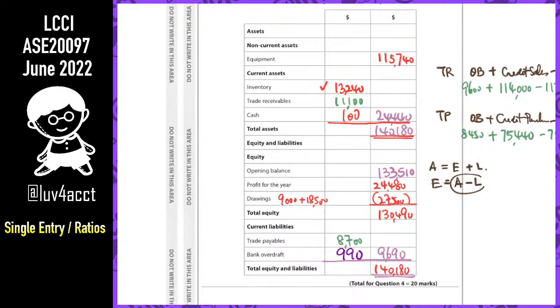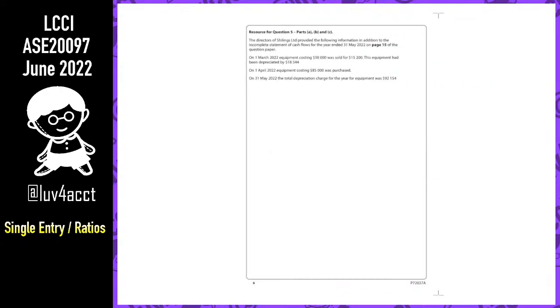Question four finished. It's 11 past 10. 1 hour and 40 minutes already. So let's go on to the last question, question 5.